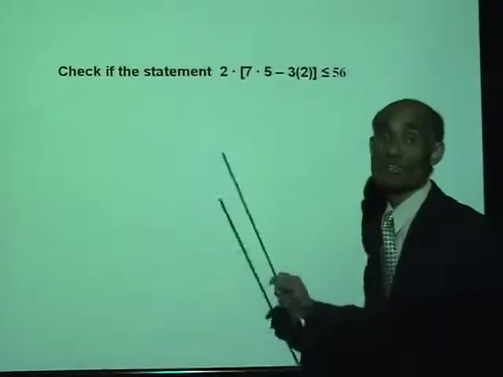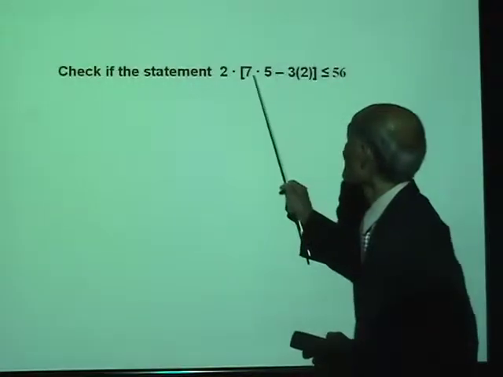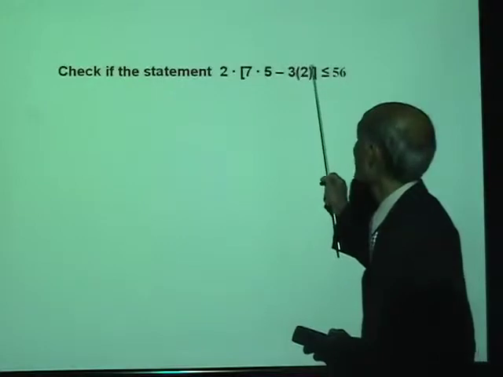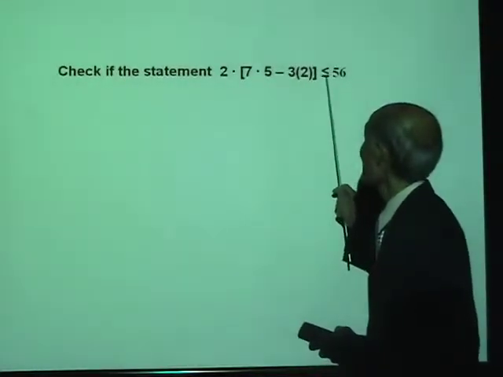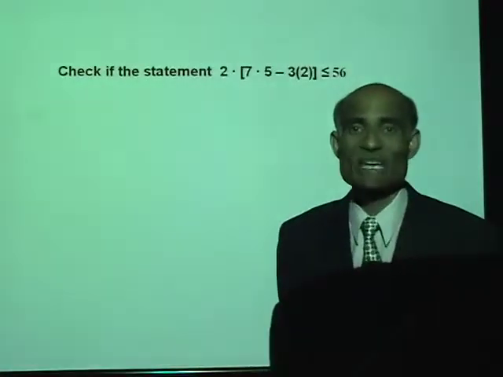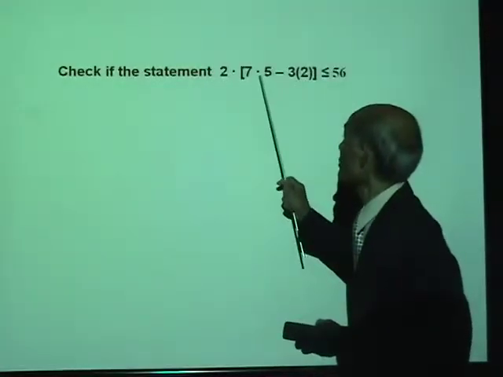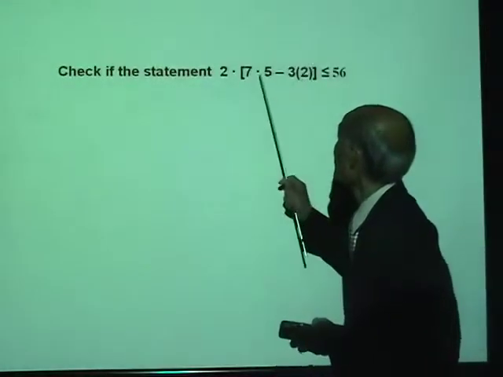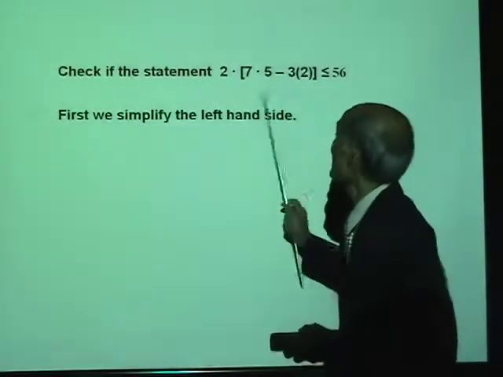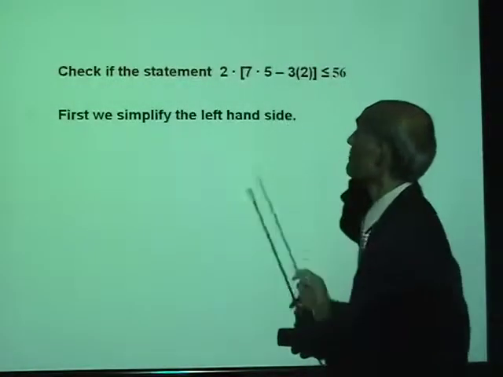Check if the statement 2 multiplied by, in bracket, 7 times 5 minus 3 times 2, end bracket, less than or equal to 56 is a true or false statement. Alright, how do we simplify this? Well, inside the bracket we've got 2 multiplications. So we first simplify the left hand side. You see that? This is the left hand side we need to simplify.